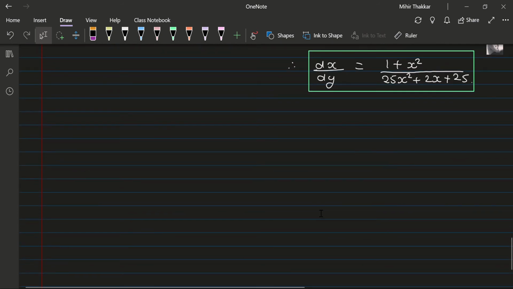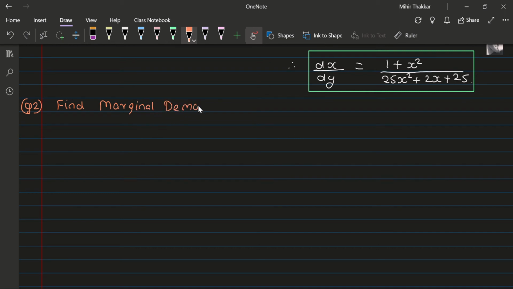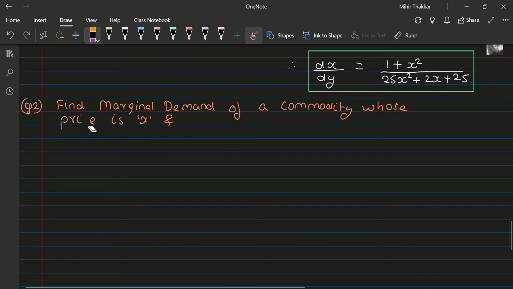Let us start with our question number 2. Question number 2 says, find the marginal demand of a commodity whose price is y, and in fact demand is x and the price is y.